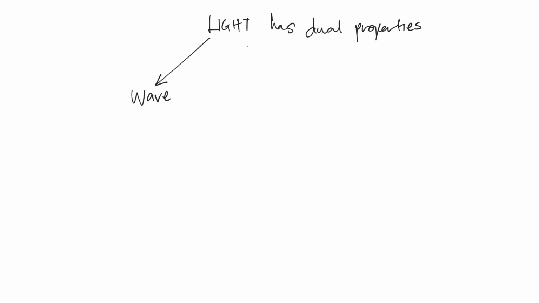So the first thing that we must get into is the idea of the photoelectric effect. The photoelectric effect cannot be explained if we only consider light to be a wave. So light has dual properties. That means light is, firstly, a wave, and we've seen the wave. But light is also a particle. And we're going to get into that now.